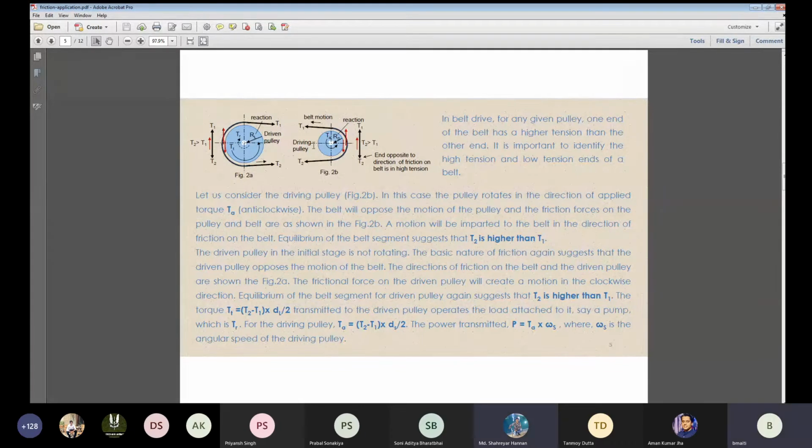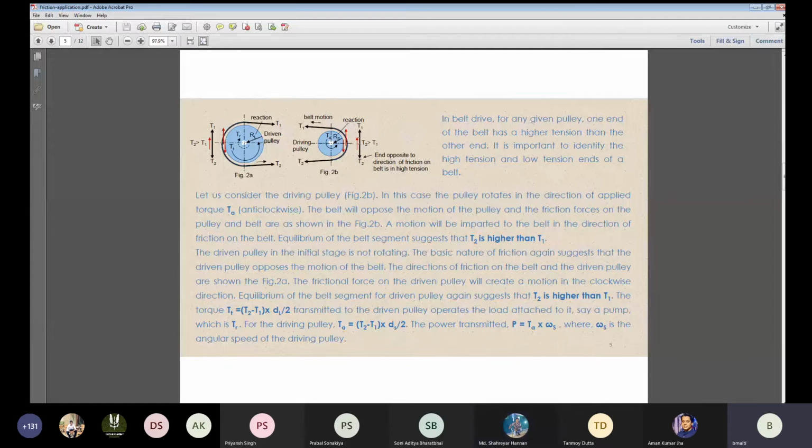Why the friction, which is in the opposite direction? Friction on the belt is in the opposite direction. Your voice is breaking, once again you try. If I have understood your problem, if I multiply T2 minus T1 by R, it is in the opposite direction, isn't it? That you are telling. Am I correct?